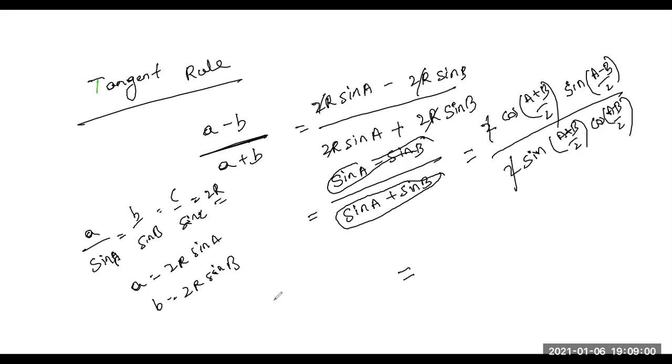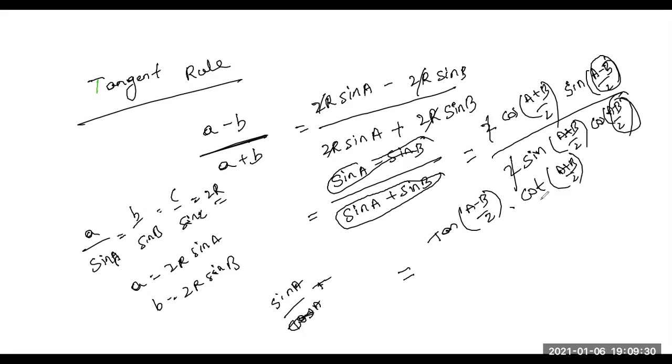You know that sine A by cos A is tan A. Similarly here, this angle and this angle are equal, both are (A minus B) by 2. So sine by cos of (A minus B) by 2 is tan (A minus B) by 2. Now here also you will get cos by sine, which is cot (A plus B) by 2.